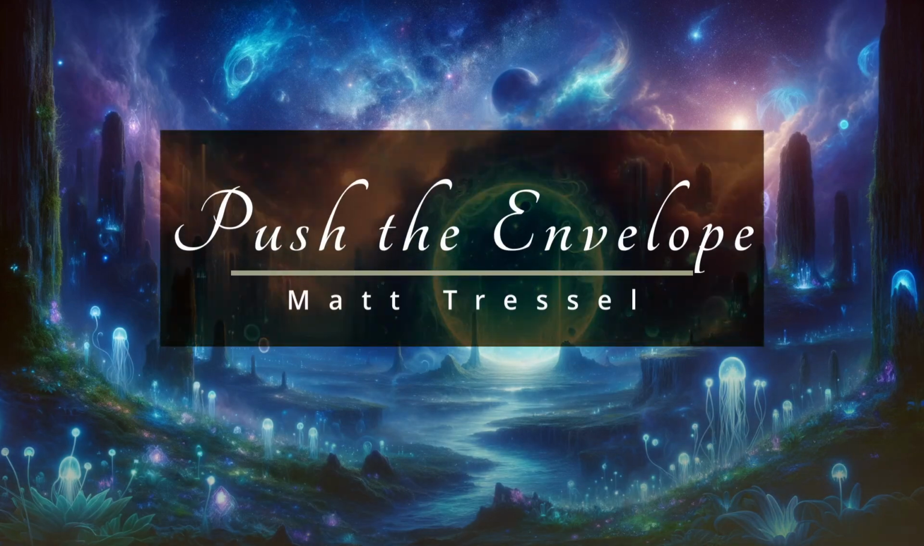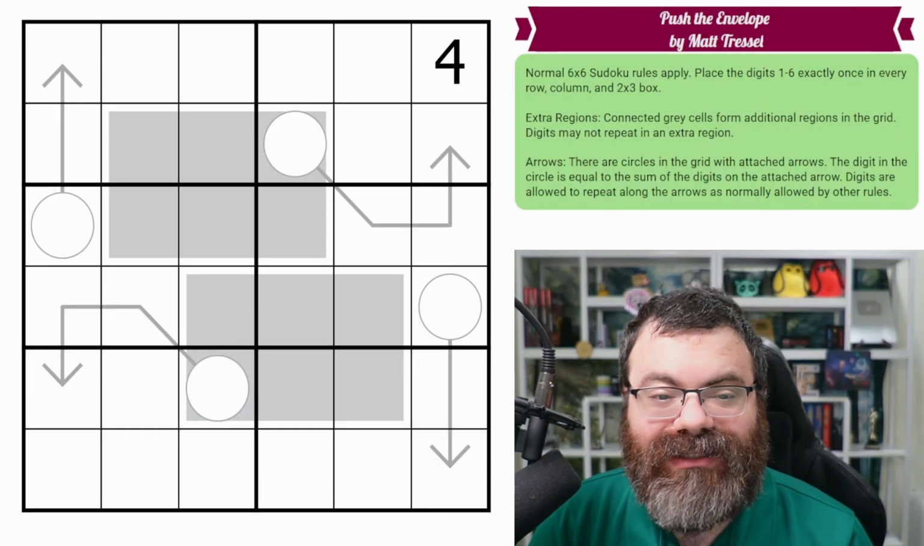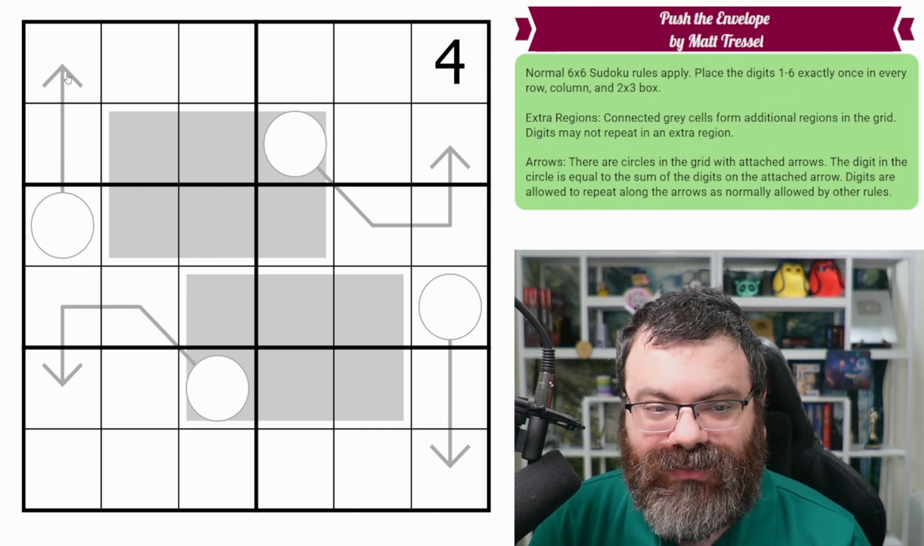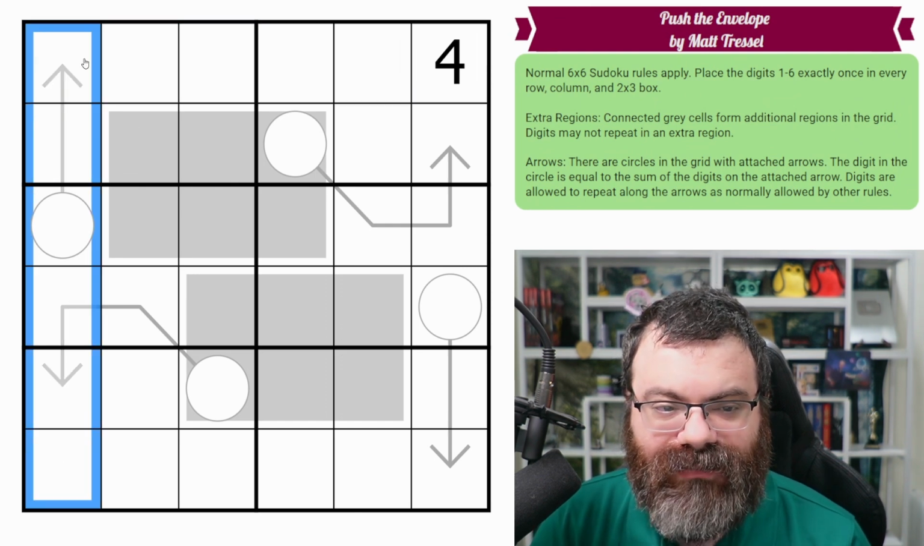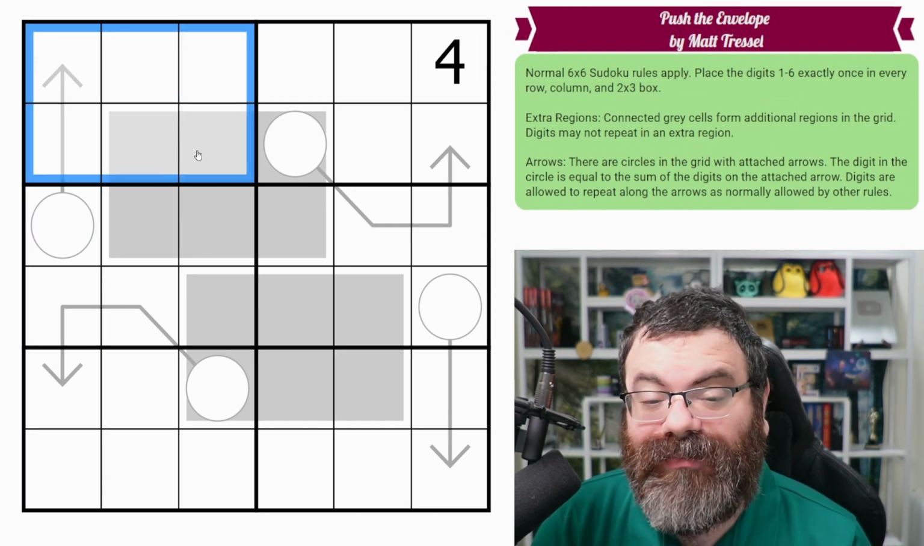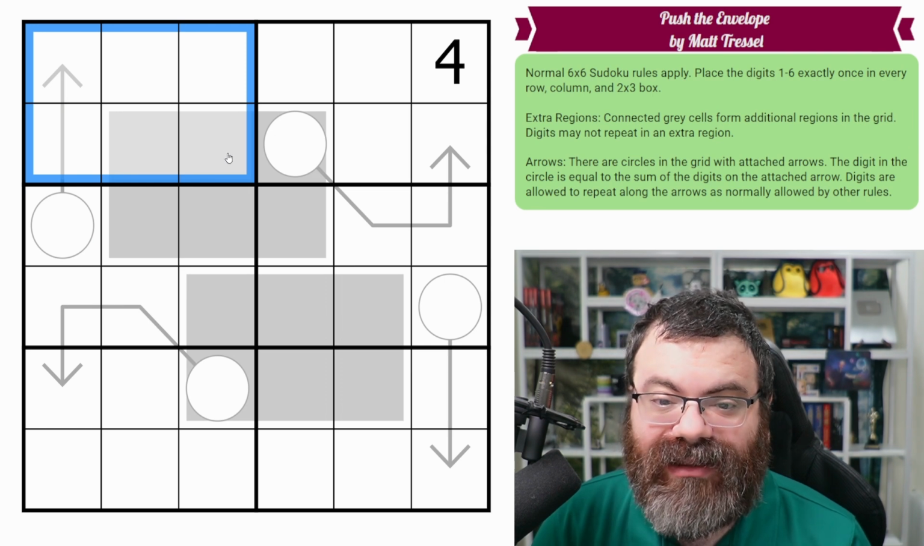Hello, let's continue our Sudoku adventure with Push the Envelope by Matt Tressel. So we have normal 6x6 Sudoku rules, which means in every row, every column, and every 2x3 box, we are placing the digits 1 to 6 exactly once each.